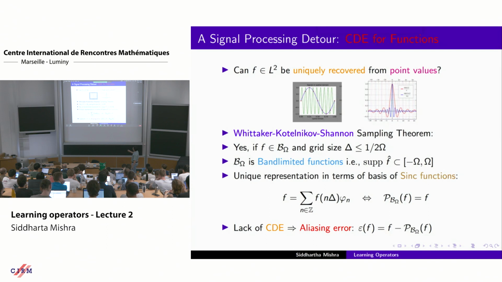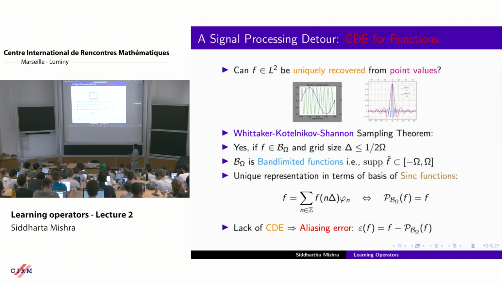Okay? And if you do not have this, then what happens? In other words, if you do not have enough sampling frequency, or if you do not have these band limited functions, then you have a lack of the continuous discrete equivalence. So, here there is a complete continuous discrete equivalence. One is equivalent to the other. If you give me the point values, I can get the functions. If you give me the function, of course, I can get the point values.